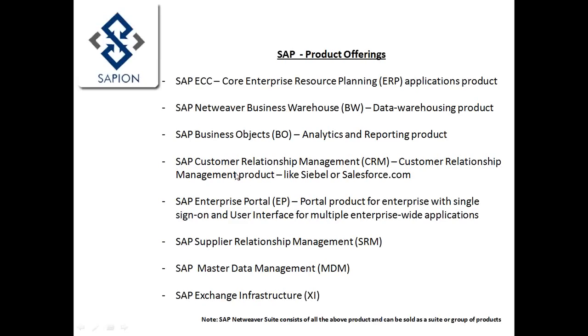Okay, then they have other products, CRM, which is almost equal to Siebel. Obviously Siebel is still number one from a CRM perspective. SRM, which is supplier relationship management, master data management, exchange infrastructure. These are some of the products which SAP sells to its customers. One thing I would like to emphasize here is SAP NetWeaver. What is this term NetWeaver? NetWeaver is nothing but a platform. It's a suite of products. These products which are listed in this particular slide and many more are delivered to customers who buy the license. Okay, so there's nothing like I got trained in SAP NetWeaver.